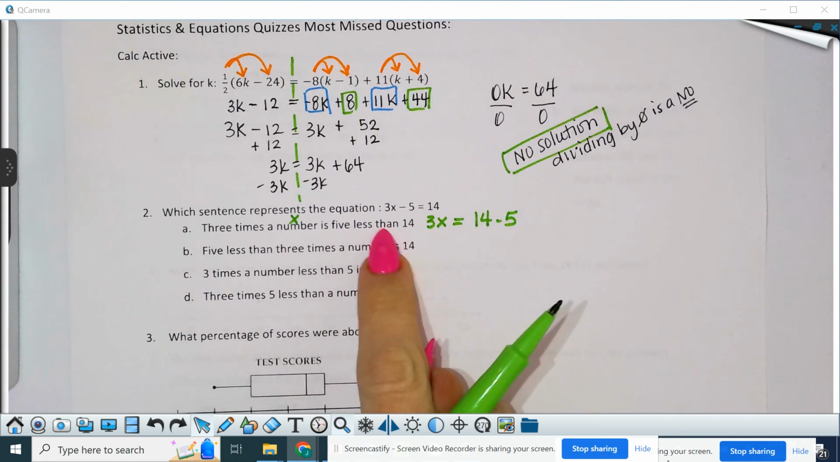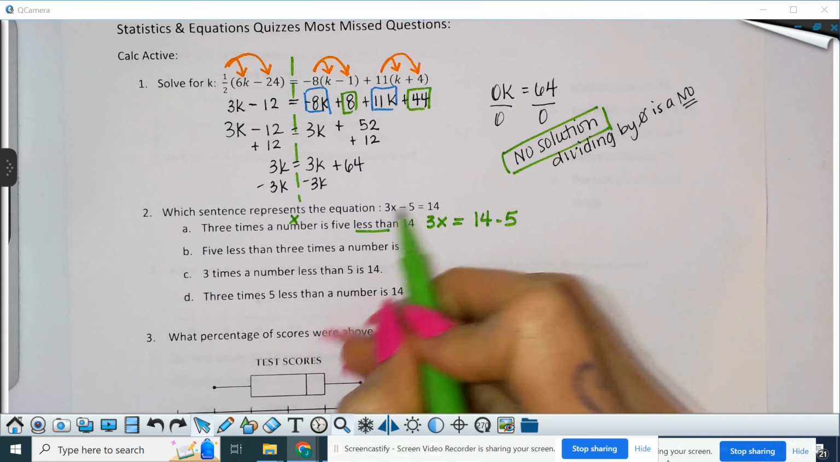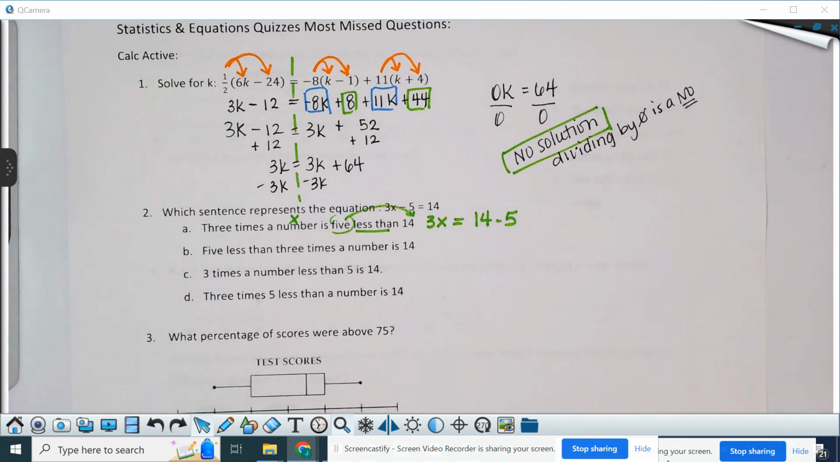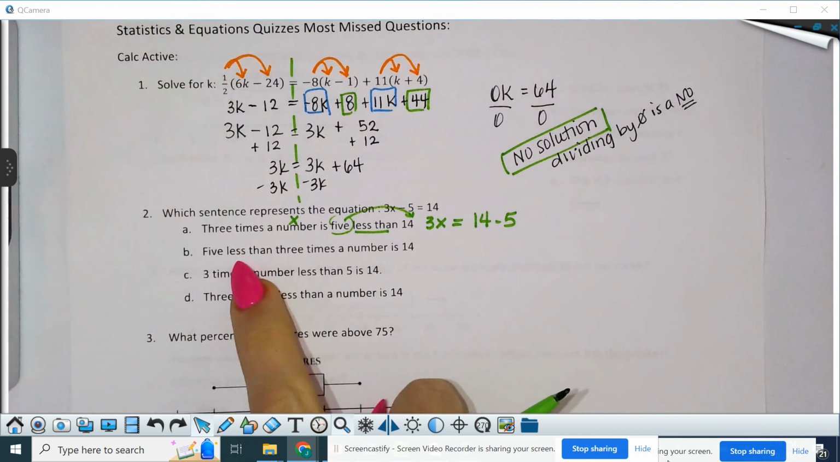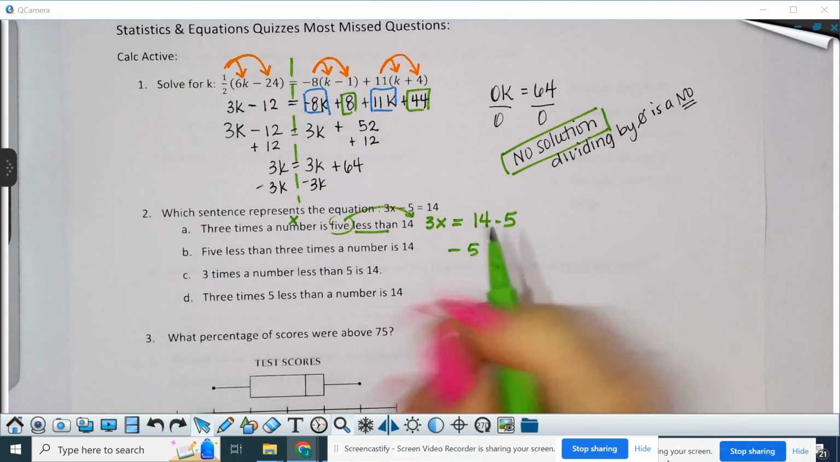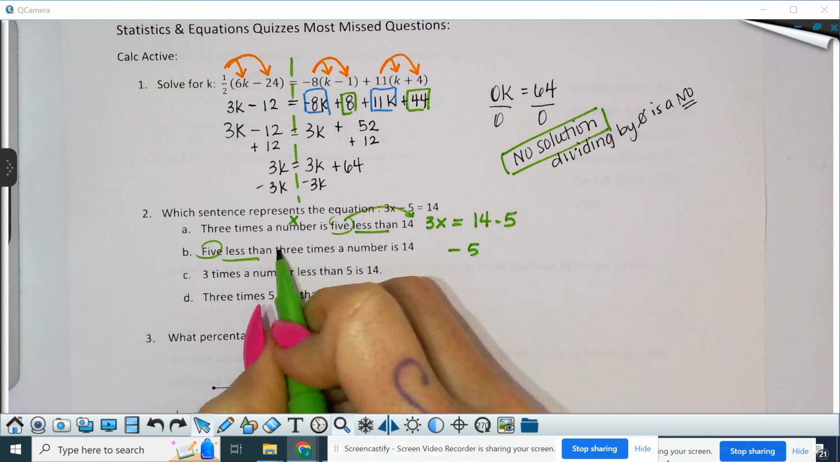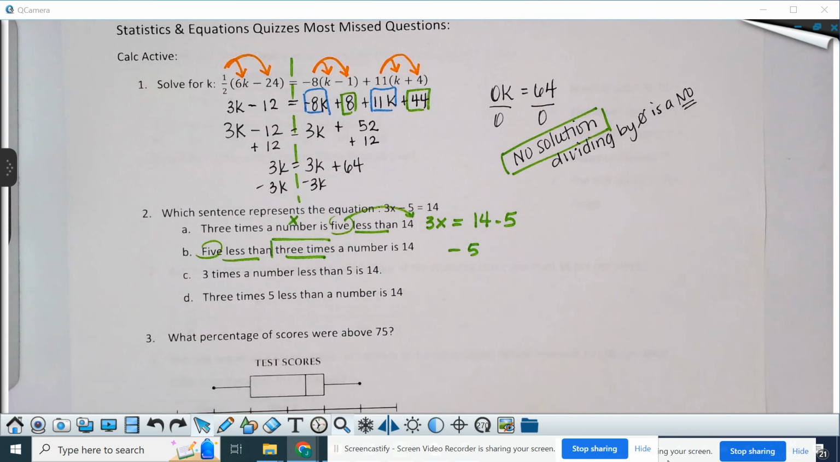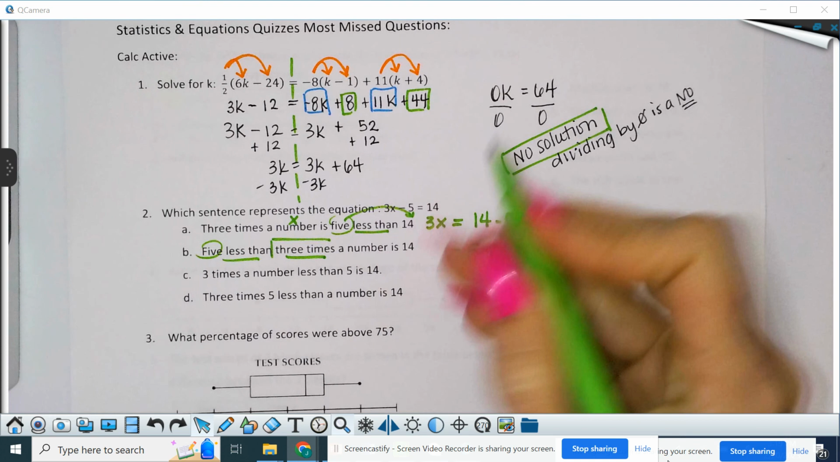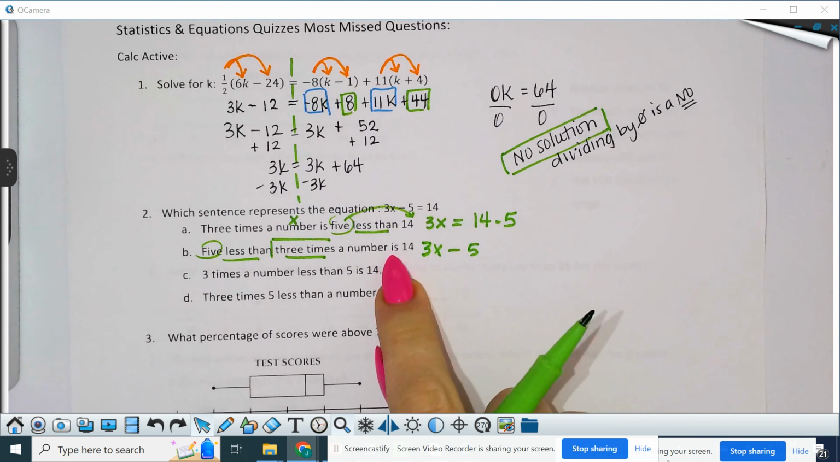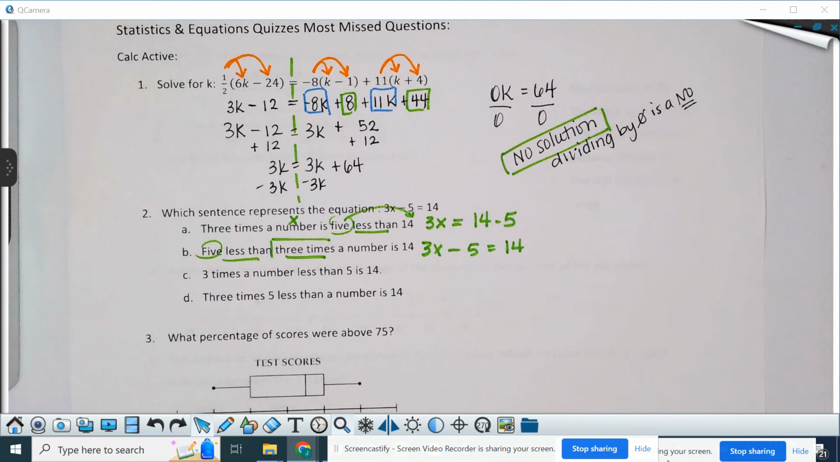5 less than is subtraction, and this part moves to after the 14. 5 less than $14. I saw a lot of people do 5 minus 14, but that's going to be a negative 9, whereas we're actually 5 less than $14 in your pocket. So that's not it. 5 less than is going to be minus 5, and less than means what we're taking the 5 away from goes in the front. 3 times a number, so that's your 3x, is equal to 14. And we're going to keep going down.